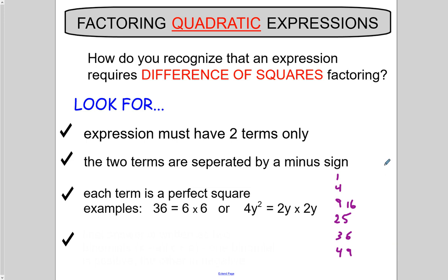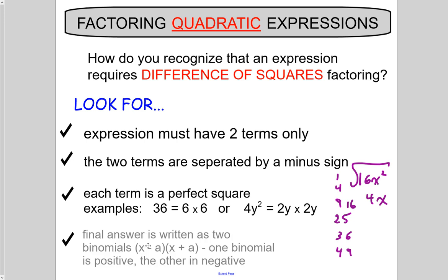Okay? So if we see those numbers in there, that's probably an indication we might be dealing with a perfect square situation. Of course, your variable might be squared as well. So you might have 16x squared, and the square root of 16x squared is 4x. Okay, so we're looking for those terms that indicate we might be looking at a difference of squares.